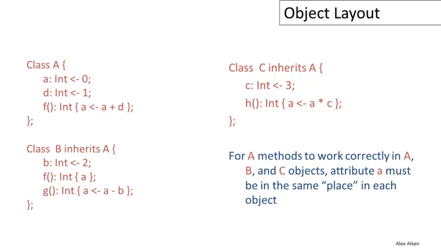The significance of this is just what we discussed a couple of slides ago. For all of these methods to work, attribute A is going to have to live in some place where all of them can find it when their generated code runs. In particular, let's consider the method F. The method F exists in all three classes. When it runs, it will refer to the attribute A. Even though the objects would be different, in one case it might be running on an A object, in another case on a C object, it will need to be able to find the attribute A. And therefore, the attribute A has to be in the same place in each object.